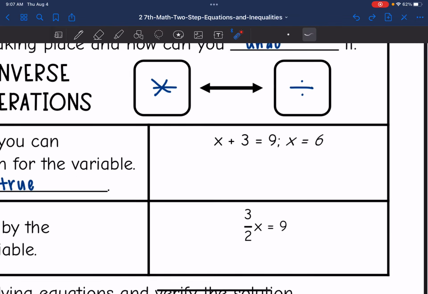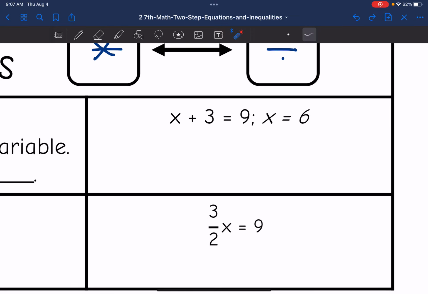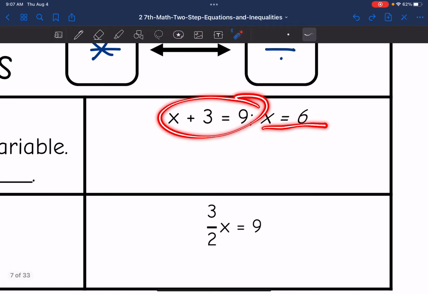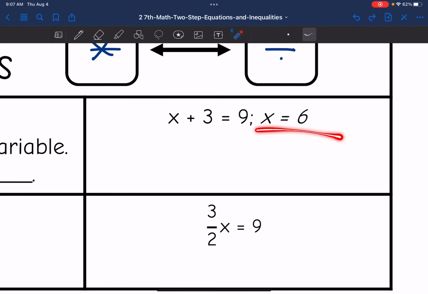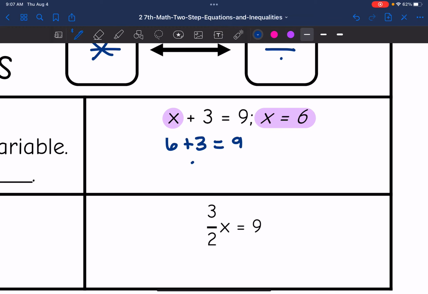So let's practice this on number 1. If we solved this, we would get that x equals 6. So now I want to verify that x equals 6 is true. So all I'm going to do is replace x in the equation with 6. And the equation becomes 6 plus 3 equals 9, and 6 plus 3 is 9, so I get 9 equals 9, which is true. So we just proved that x equals 6 is the solution.